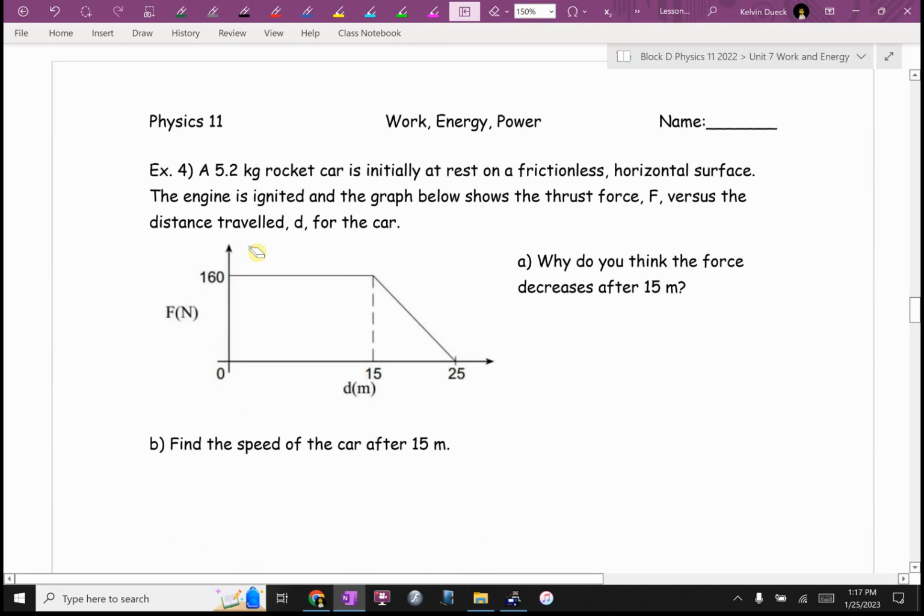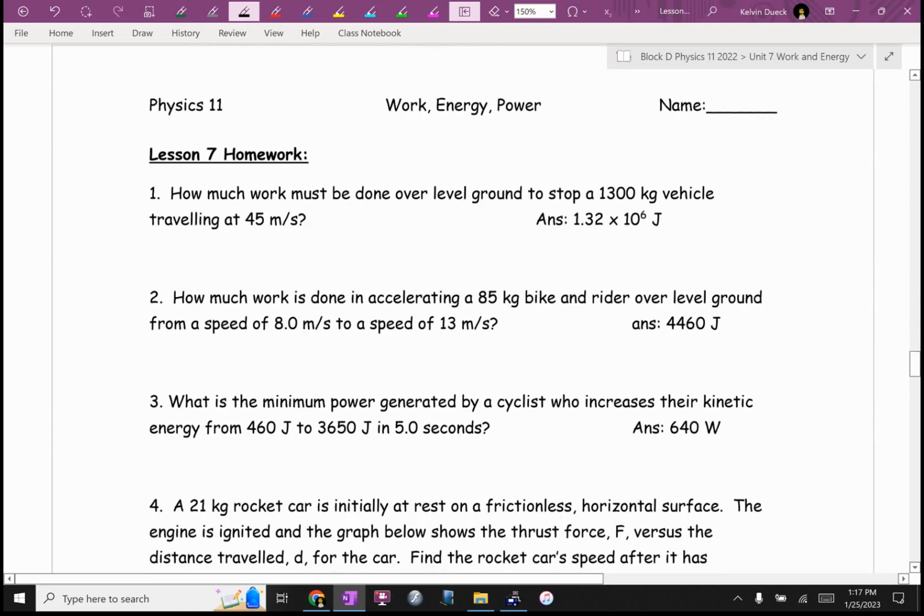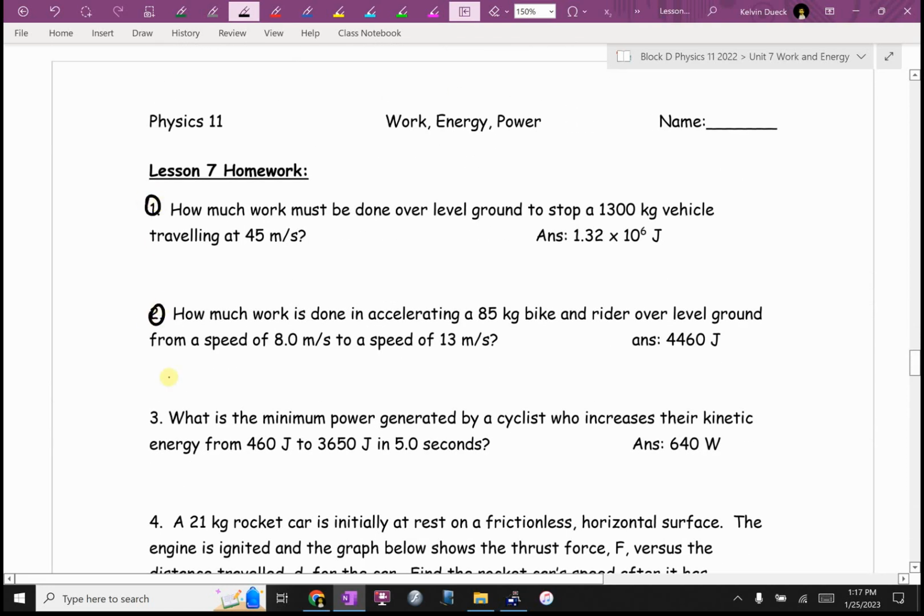30 more seconds. You can cross out example 4. I'm not going to do the graphing questions. Colton, your homework is just number 1, 2, and 3. I'm skipping all the graphing ones because we're not doing a test on it.